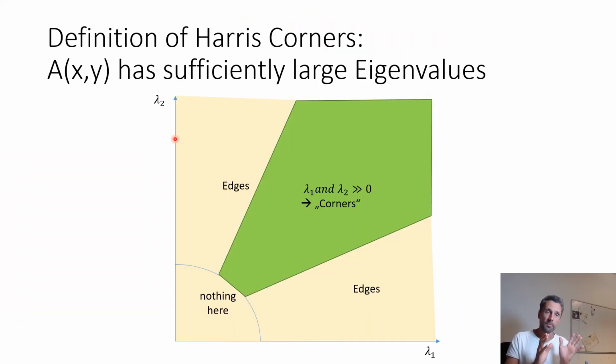So for a 2 by 2 matrix, we'll get 2 eigenvalues, and we call these lambda 1 and lambda 2, and we'll define the area where both eigenvalues are large to correspond to those patches that we're interested in. Edges, whether they are here or there, will have one small eigenvalue. Very, very small eigenvalues for both probably means there's nothing in there, so we'll disregard these windows as well.